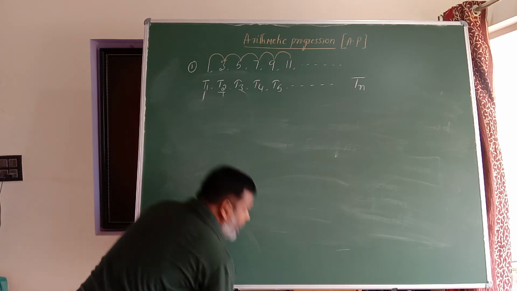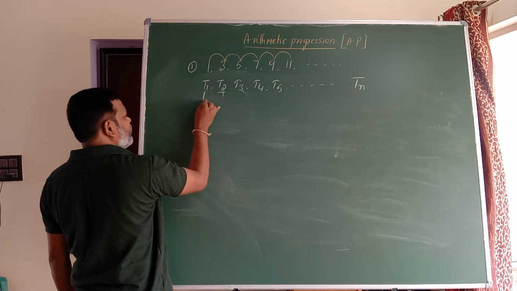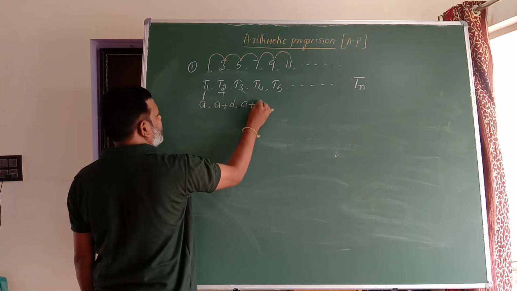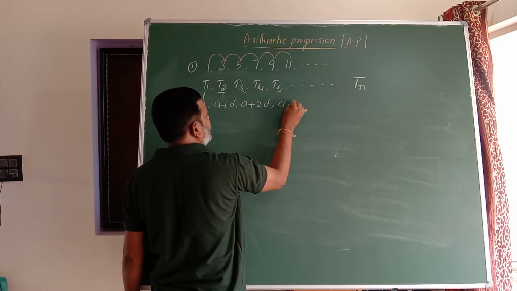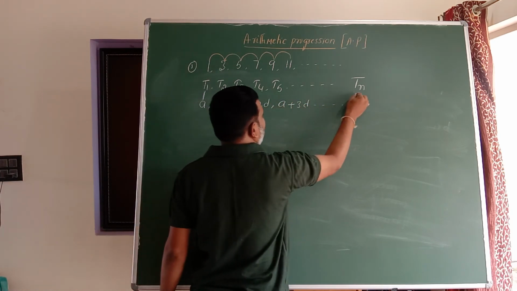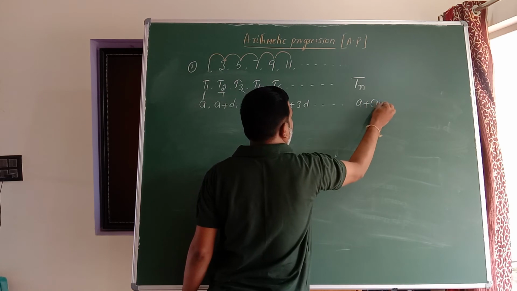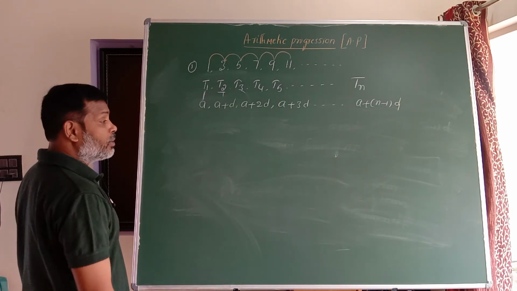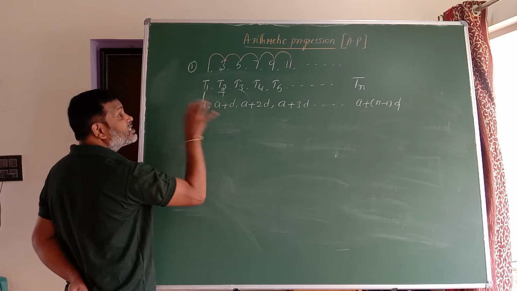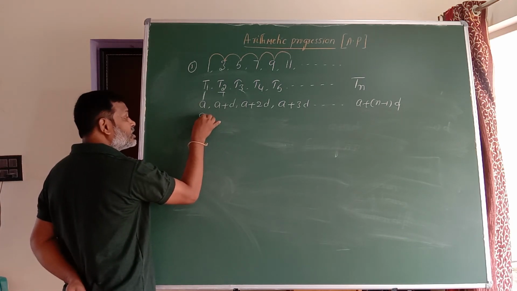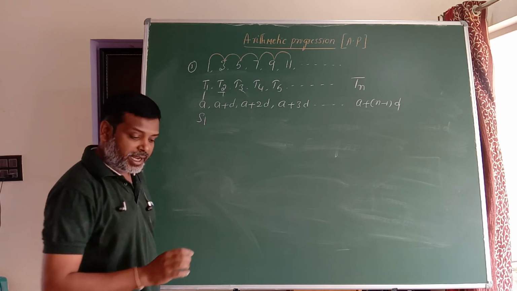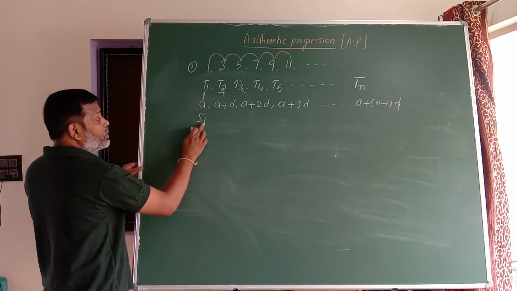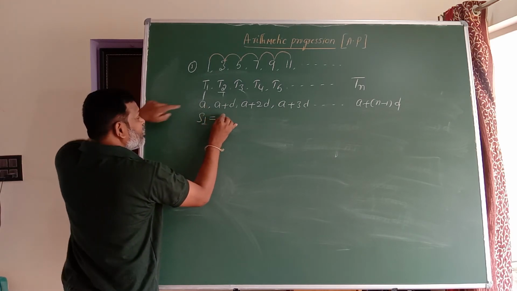Okay, now as you know, the first term is A, the second term is A plus D, the third term is A plus 2D, the fourth term is A plus 3D. So on, the nth term is A plus n minus 1 into D. We need to find out the sum of the terms. Have a look on this. The sum of the first term is denoted by S1. What does S1 indicate? S indicates the sum of how many terms? One term. The sum of one term is nothing but A only.